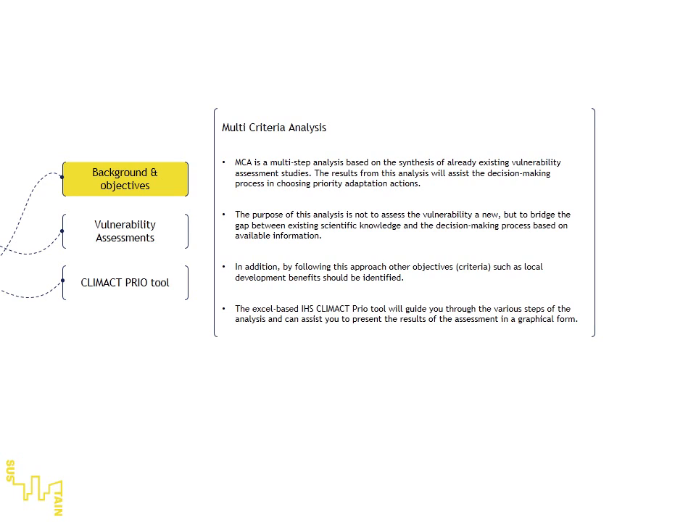In addition, by following this approach, other objectives or criteria such as local development benefits should be identified. The Excel-based IHS CLIMACT PRIO tool will guide you through the various steps of the analysis and can assist you to present the results of the assessment in a graphical form.